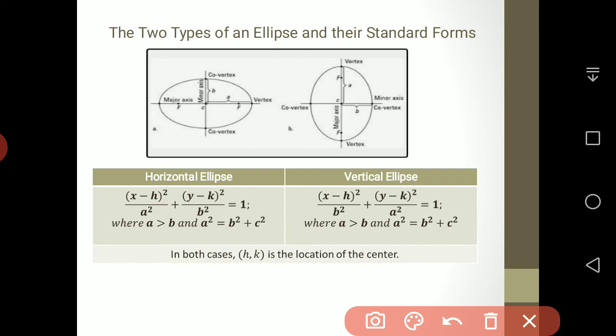So to cut this short, the type of ellipse depends on which denominator is bigger. Is it with the x variable or with the y variable? Also, you have to take note of this equation, as it relates a, b, and c, and you might be tasked to find these terms later on.